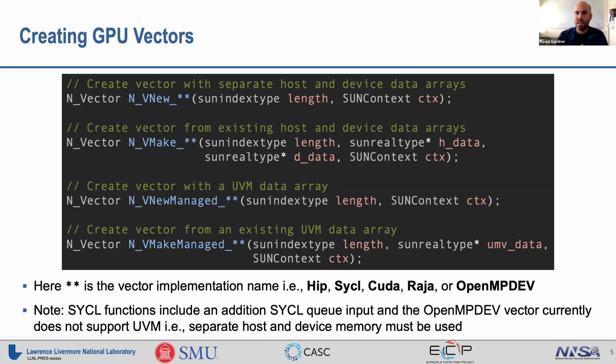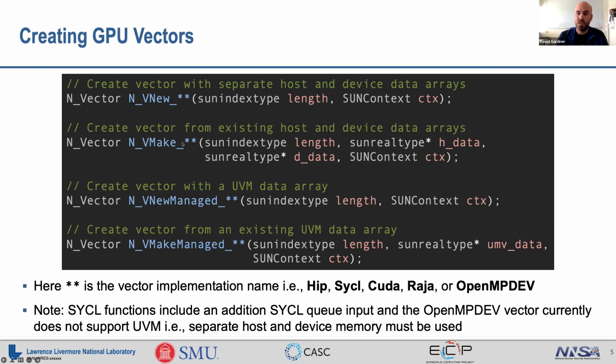So how do you create a Sundials GPU-enabled vector? There are two common constructors, the New and Make constructors. These create vectors of some given length, either by allocating their own memory in the New case or taking user-supplied pointers in the Make case. Both of these are for separate host and device memory.